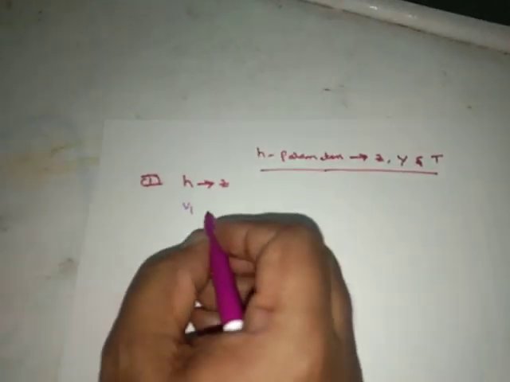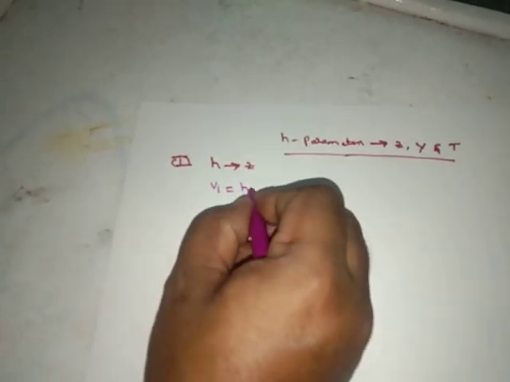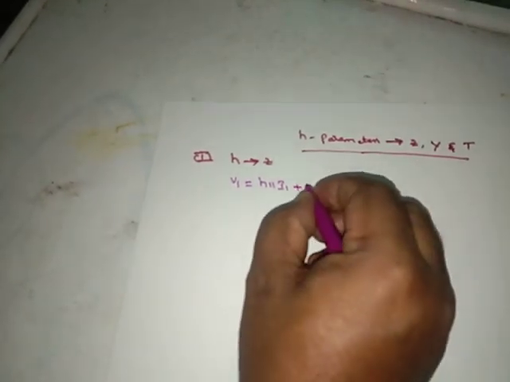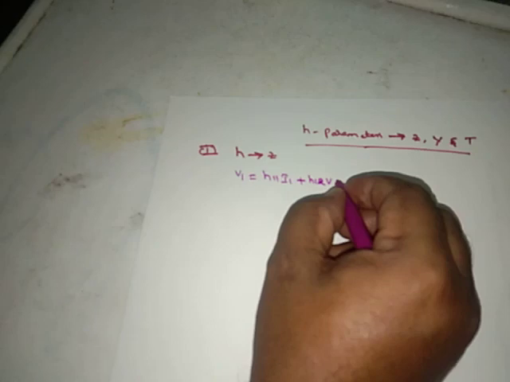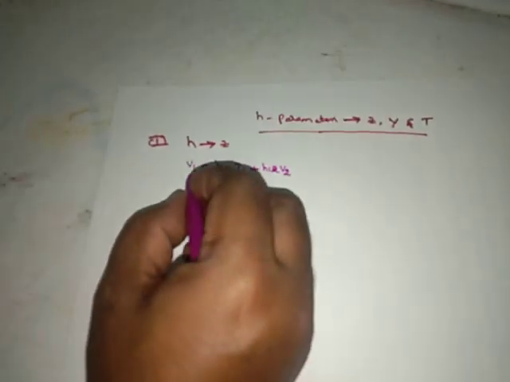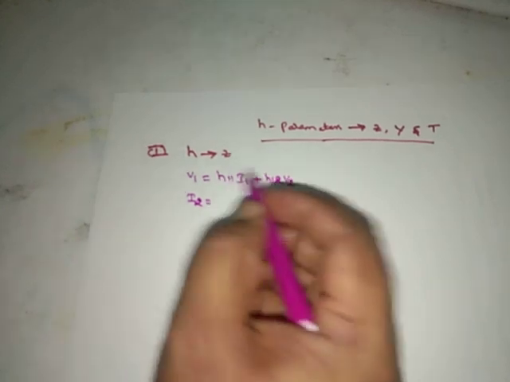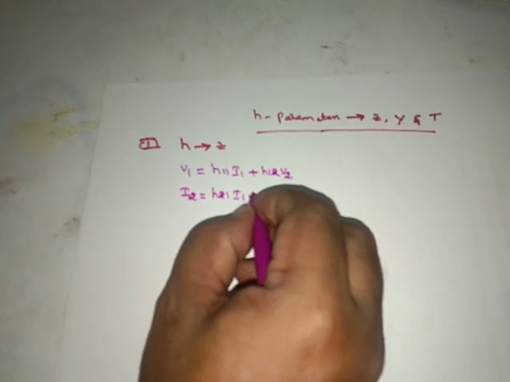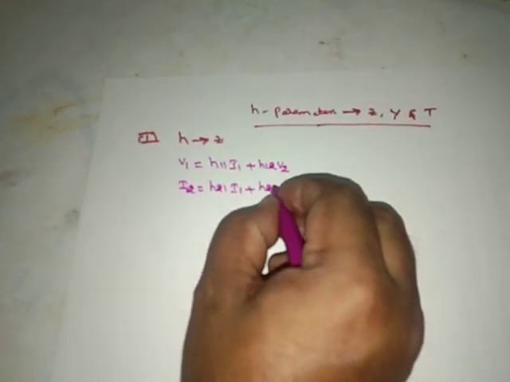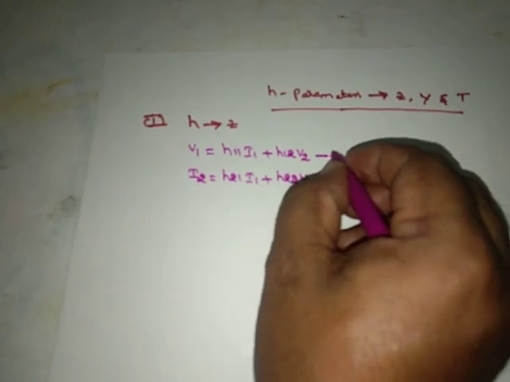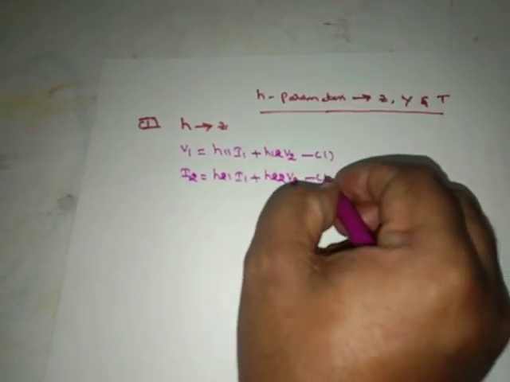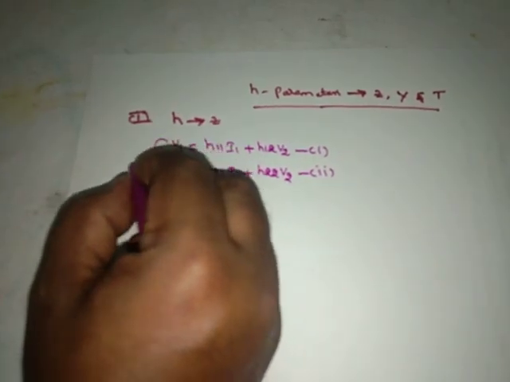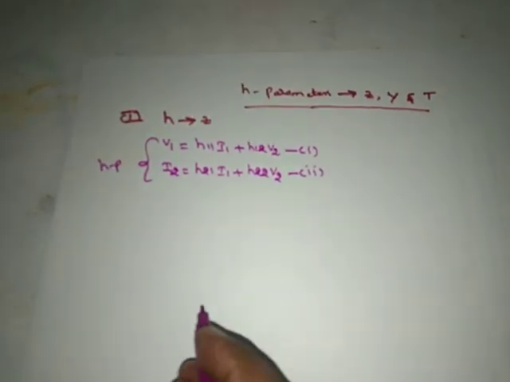V1 is equal to H11 I1 plus H12 V2. I2 is equal to H21 I1 plus H22 V2. This is equation 1 and equation 2. These two are the basic equations used in H parameters.